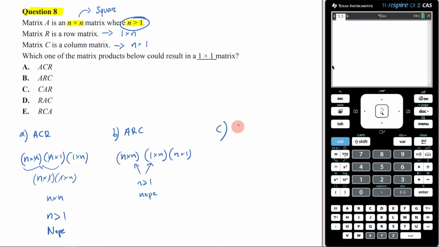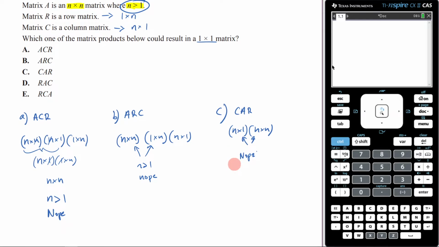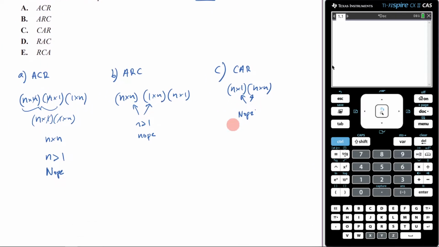All right, CAR. Don't let me down, car. All right, well, C is n by 1. A is n by n. Immediately, it's not going to work. I've got 1 here. I've got n there. I'm just going to stop. Nope, it ain't working. Let's keep on going. I'm running out of room. Let's go to D. All right, this is RAC, not RACV.